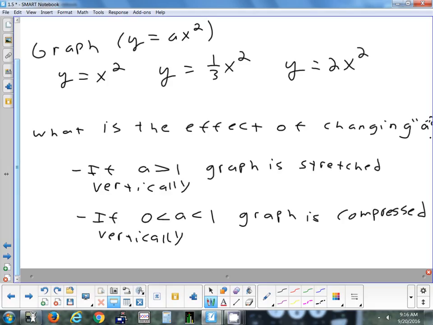And obviously, the more extreme you make A, the more extreme you can stretch or compress it. If you make A 100, that's really going to stretch it. If you make A like 0.01, that's really going to compress it. Any questions on when a parabola stretches or compresses vertically?